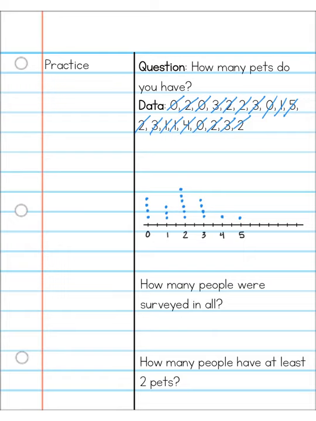There were 4 people that had 0 pets, 3 that had 1, 6 that had 2, 4 that had 3, 1 that had 4, and 1 that had 5. And I'm going to add all of these together. Or I could simply count. There were 19 people surveyed in all.